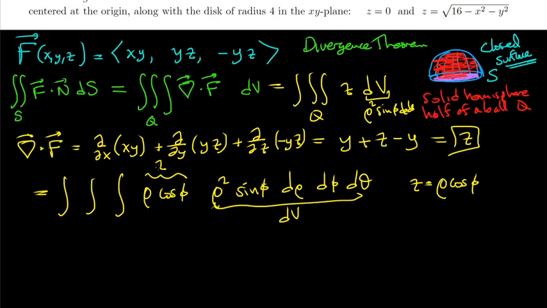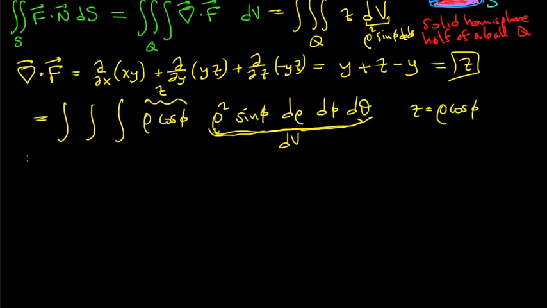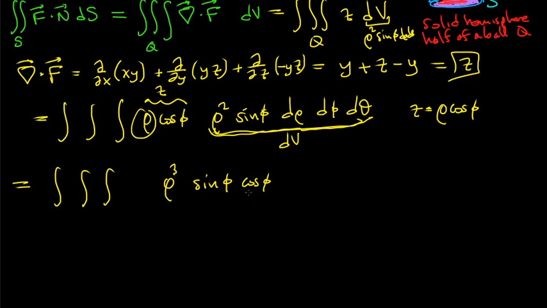Just to remind you, I'll put the Z up here. But that used to be Z, and then all of this stuff down here is the dV. So rho times rho squared is rho cubed, and this is sine phi cosine phi, which you could write as 1/2 sine of 2 phi, but I prefer not to. d rho d phi d theta. So now we just need the bounds.